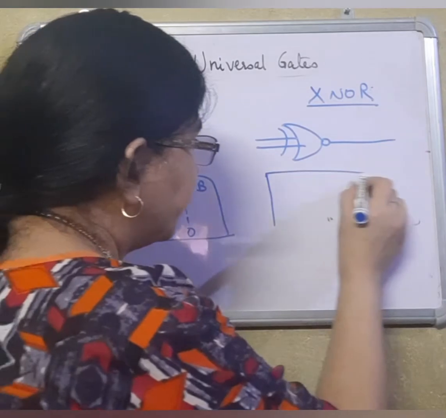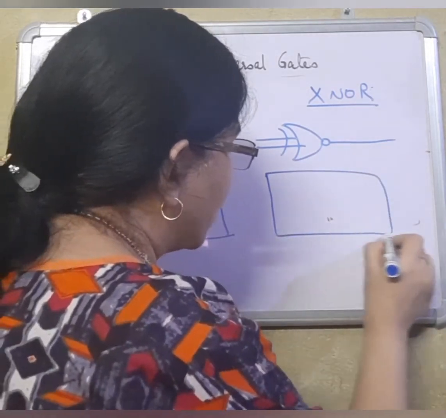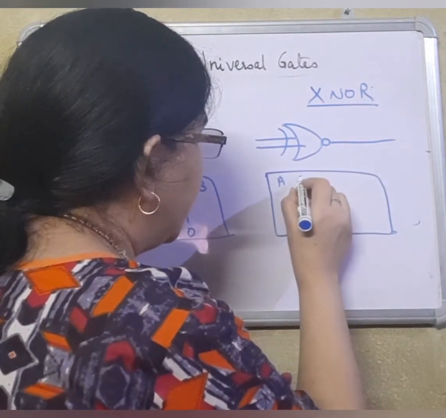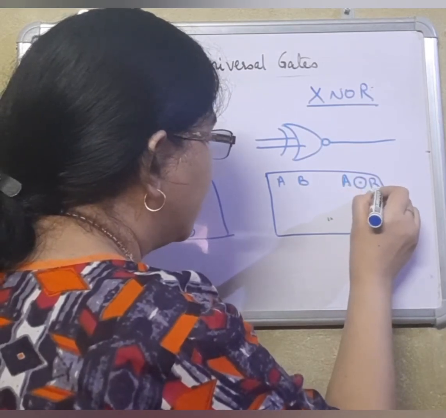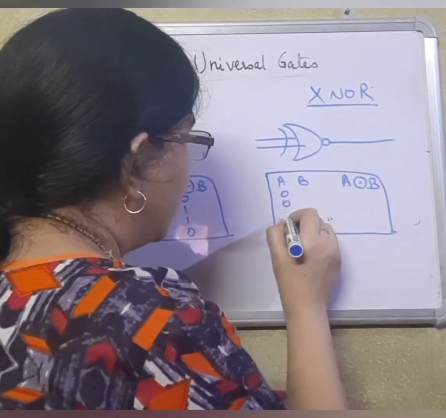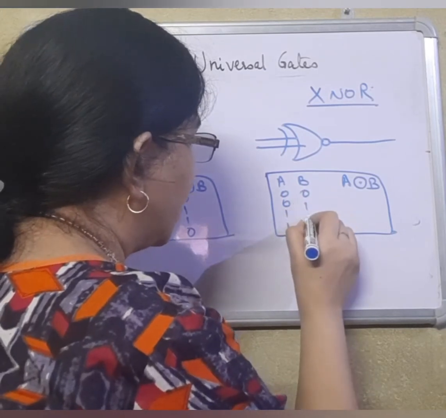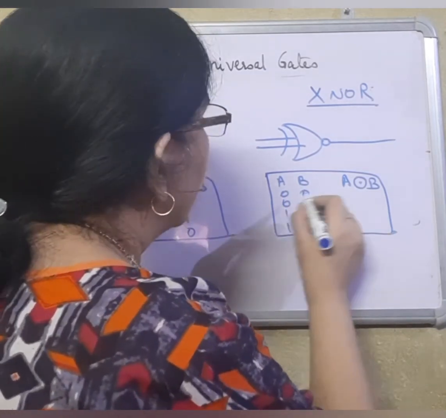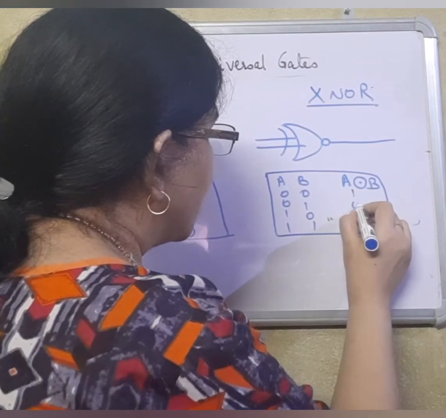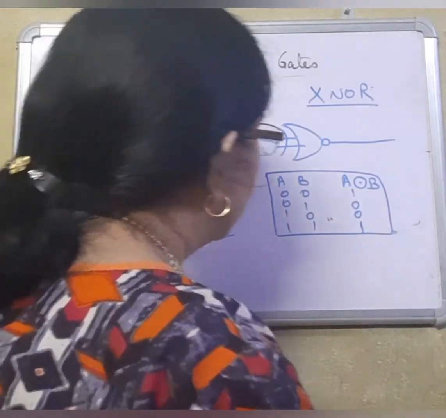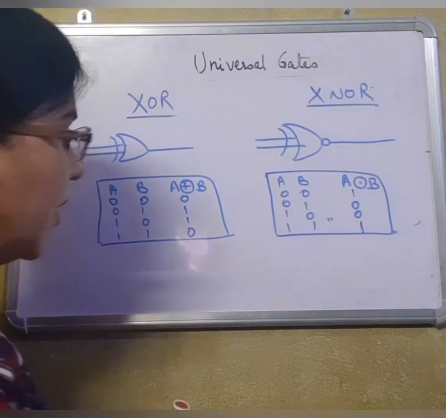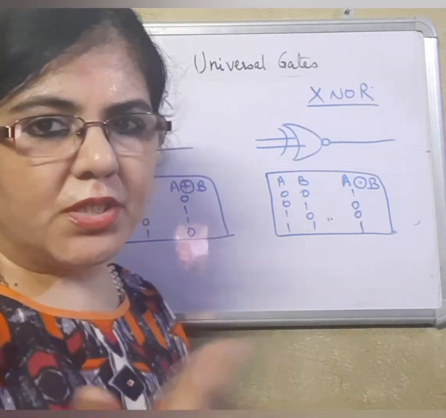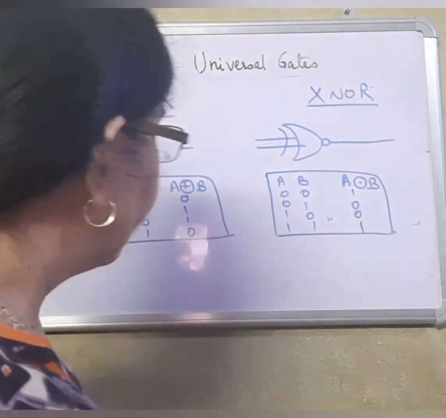Then exclusive NOR A, B, this is A, and in the circle a dot, 0, 0, 1, 1, 1. This will give you an opposite of this. So whatever outputs you got as 0 will turn into 1, and whatever outputs you got as 1 will turn into 0.